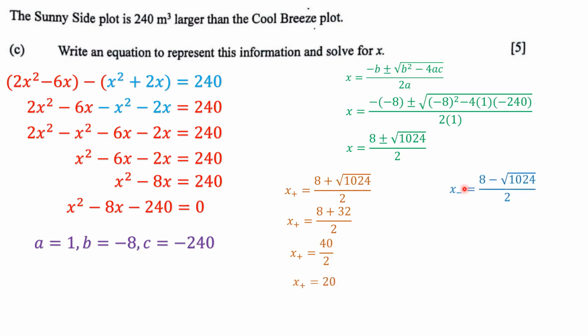Now let's do the other one, the x negative. We know the square root of 1024 is 32. By the way, we got 2 at the bottom because 2 times 1 is 2. And we just continue with the 2's straight through and also with this side. 8 minus 32 is going to be negative 24. We divide that by 2 and we get negative 12. What does that mean? That means that the values that we have are x equals 20, and x is equal to negative 12.